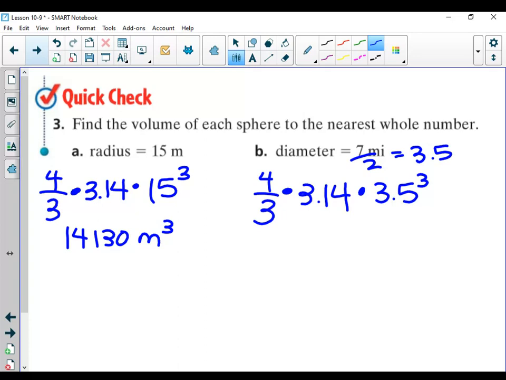Savannah, what'd you get? I got 179.503 repeating. Which part repeats? Okay, so just make sure your line's above just the 3.